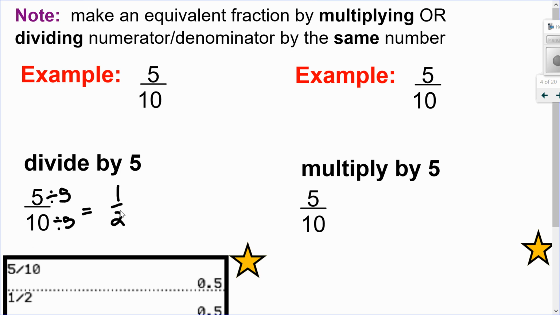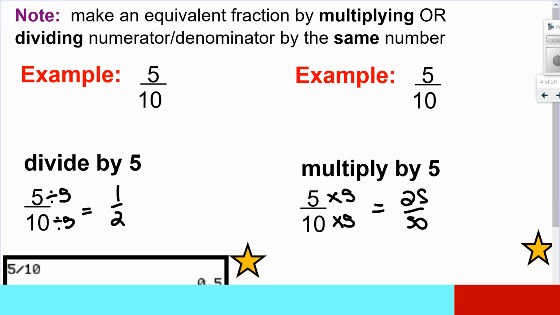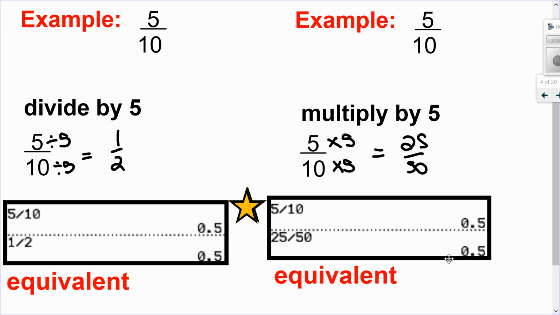Let's try this one here. So I have 5 over 10, but this time I'm going to multiply by 5. So multiply the numerator and denominator by 5. So I'm being fair because I'm doing it to both, so I end up with 25 over 50. So my question is, are these equivalent? And again, we'll go to our calculator to check that. So you can see 5 out of 10 is 0.5 and 25 out of 50 is also 0.5. So it looks like by dividing and multiplying numerator and denominator by the same number, I get an equivalent fraction.